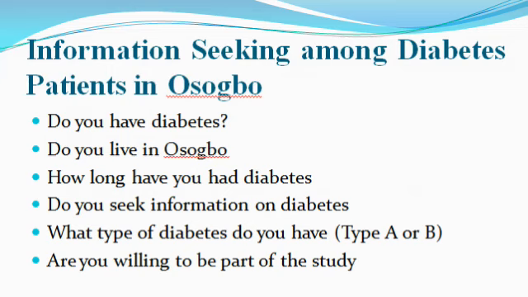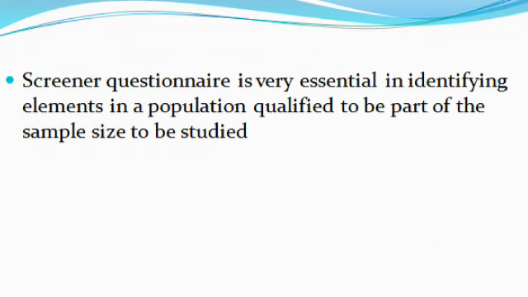So the screener questionnaire is used to qualify or disqualify people in that population who will be part of your study, who will be part of the sample size that you're going to study. The screener questionnaire is always very essential in your study, especially if you're using purposive sampling to identify those you're going to study.